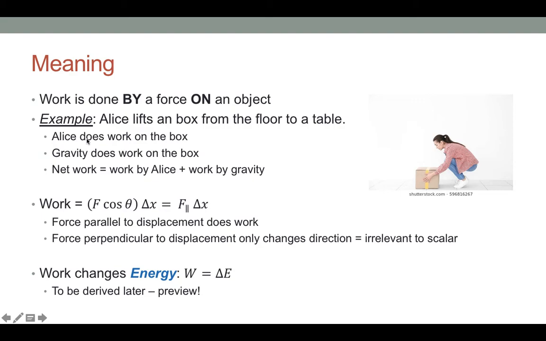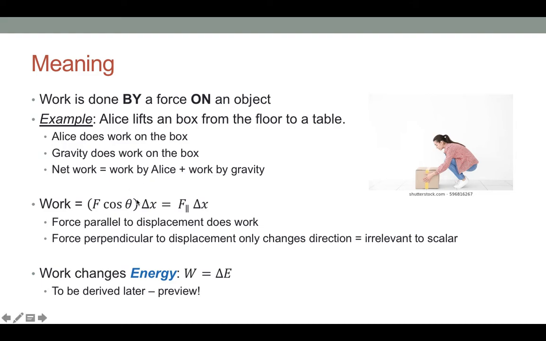So we can distinguish between work done by a particular force, in this case Alice, and the total work done by all of the forces. And it's important sometimes to make sure we have that distinction in mind. Another thing is just to remind ourselves of one of the ways we can interpret dot products.